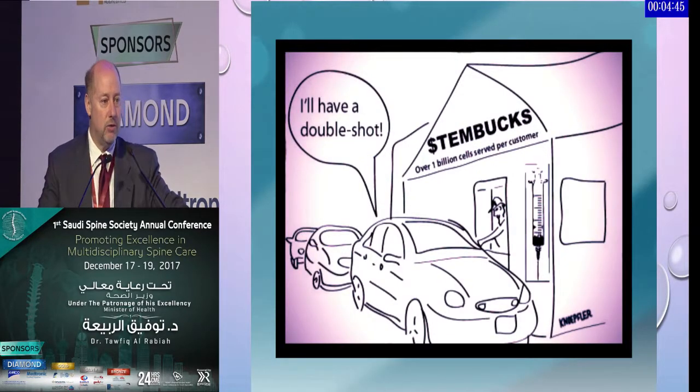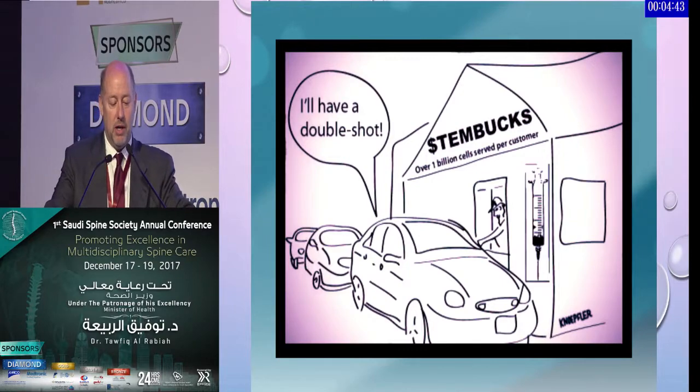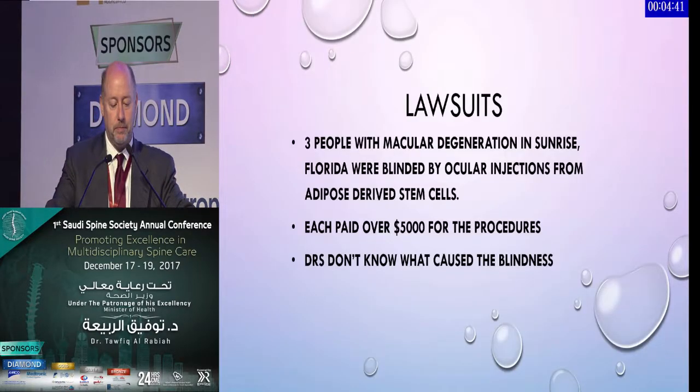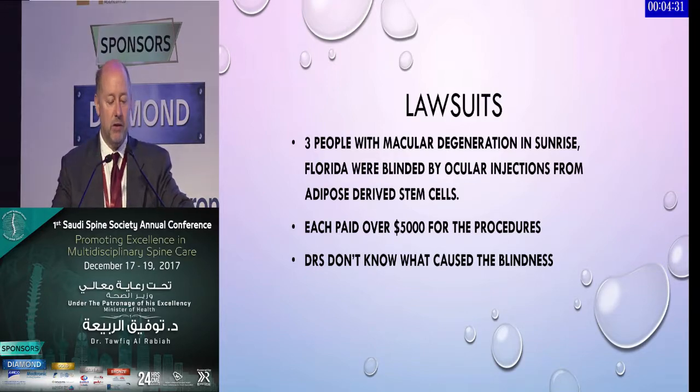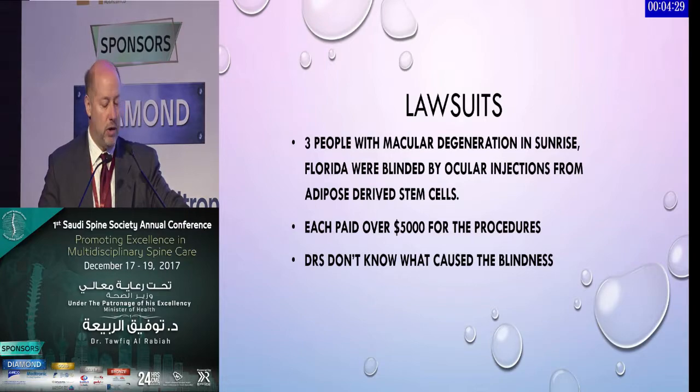So is this the future? You're going to drive up to a stem box and ask for a double shot. Lawsuits have started in the United States. 3 people with macular degeneration in Sunrise, Florida were blinded by ocular injections. Each paid over $5,000 for their procedures. The doctors don't know what caused the blindness, and they all settled out of court.